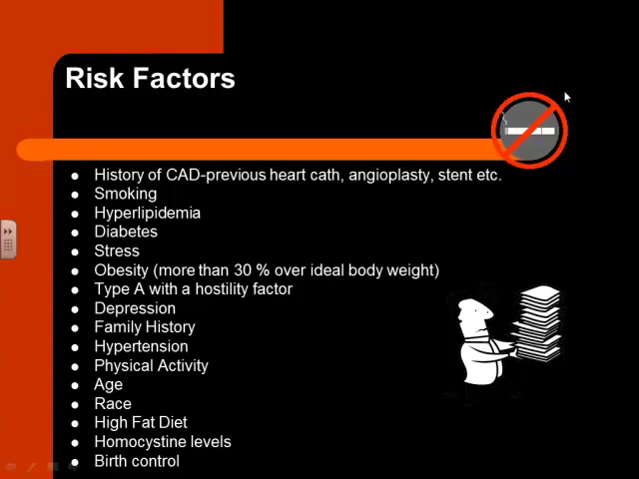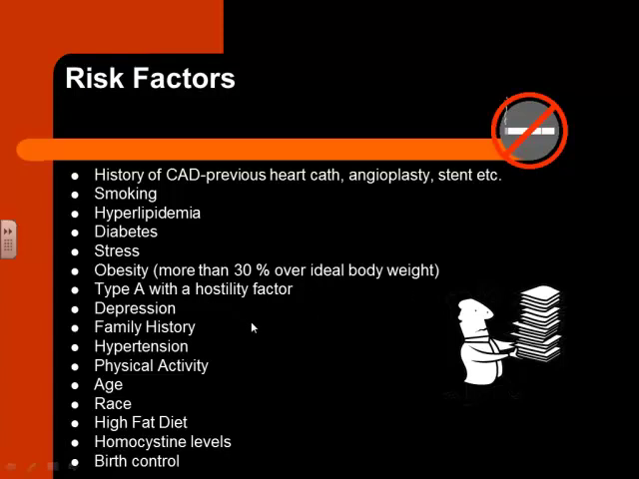So risk factors for heart disease is history of coronary artery disease. So if a patient had previous heart attack, if they had an angioplasty or a stent placed previous, they're at a higher risk. Smoking, hyperlipidemia, which is high cholesterol. Diabetic patients are at a higher risk. Stress, and I always tell my students that stress is usually a little further down the list, but I always say that it should be number one on the list.